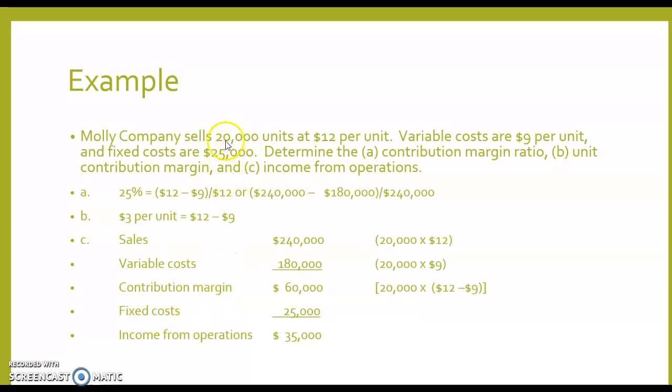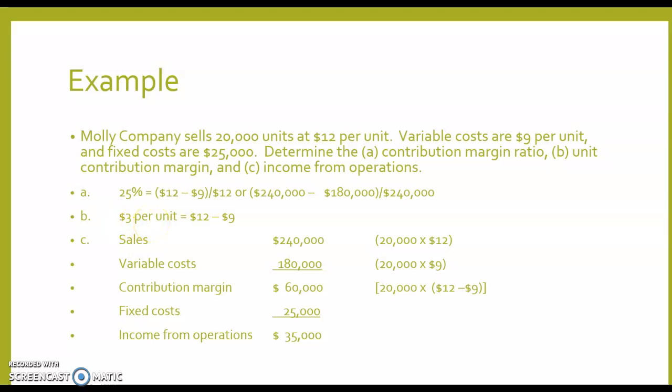Our total fixed cost was $25,000. We subtract that from the contribution margin, and we get income from operations, also known as operating income, of $35,000. Okay, so there's our answer to letter C, $35,000. Now, letter B, it wants the unit contribution margin, or the contribution margin per unit. So we take the sales price for one unit, which is $12. We subtract the variable cost per unit of $9, and we get $3 per unit.